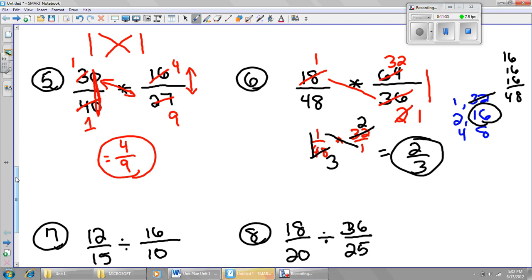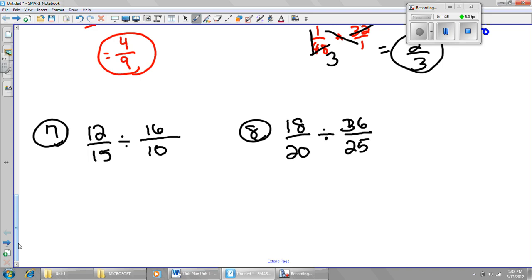Now, to do division, you do it the same exact way, except you have to remember to multiply by the reciprocal. On both of these problems, I'm going to take the original fraction and multiply it by the reciprocal. And I'm going to talk about why that is in our next video. But for right now, I just want you to accept that I have to multiply by the reciprocal.